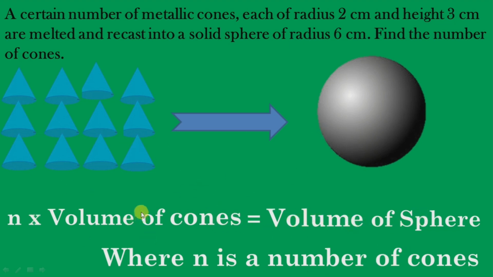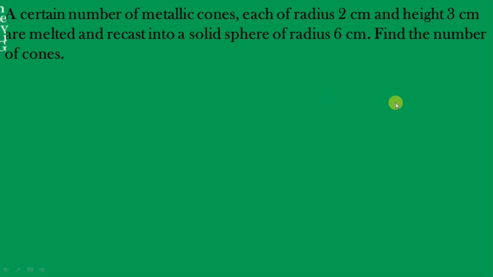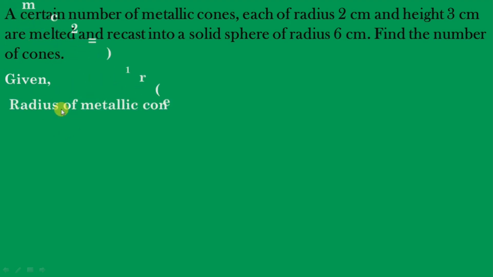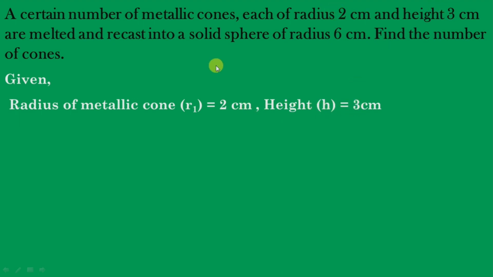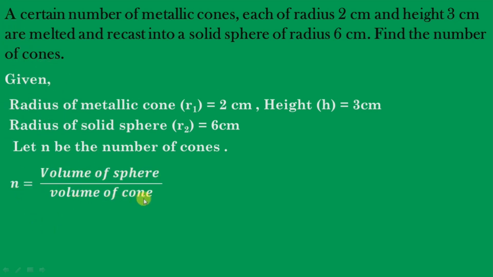So from this relation I need to find the number of cones. So number of cones n is equal to volume of sphere divided by volume of cone. When the volume of cone goes to this side, it becomes a division. So let's start. Given radius of metallic cone R1 is equal to 2 cm, height h is equal to 3 cm. Radius of solid sphere R2 is equal to 6 cm. Let n be the number of cones. Then n is equal to volume of sphere divided by volume of cone.